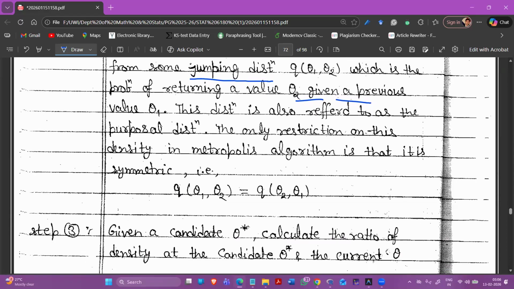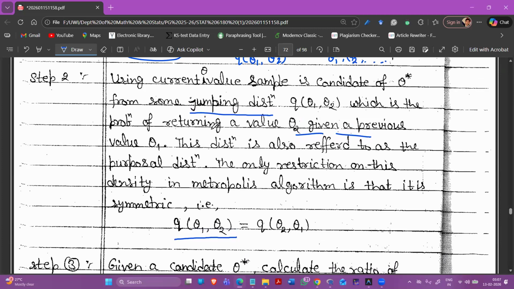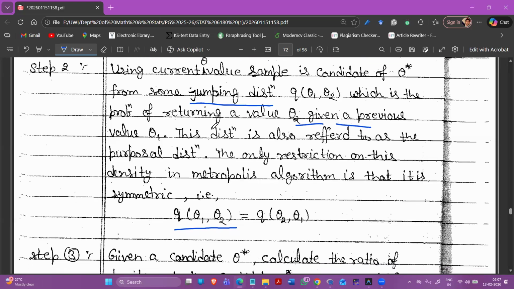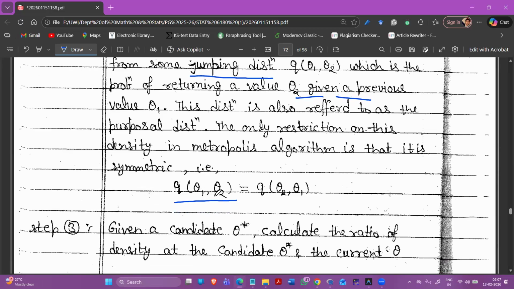The only restriction on this density in the Metropolis algorithm is that it is symmetric. Okay, q(theta 1, theta 2) should be equal to q(theta 2, theta 1). So whatever distribution you assume here for your proposal density should be symmetric. Mostly we use the normal distribution here, because normal is a symmetric distribution, right? You can use Cauchy also, but normal is quite familiar and easy to use because it is also symmetric and we can find the probability of q1, q2.